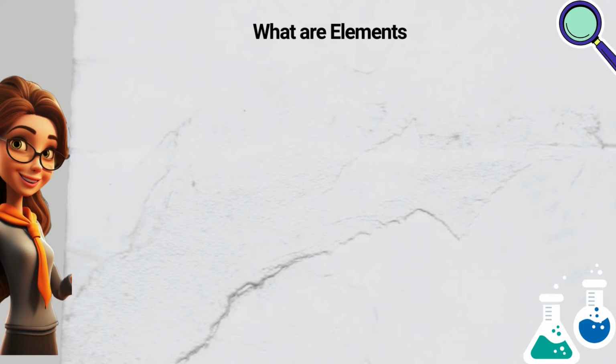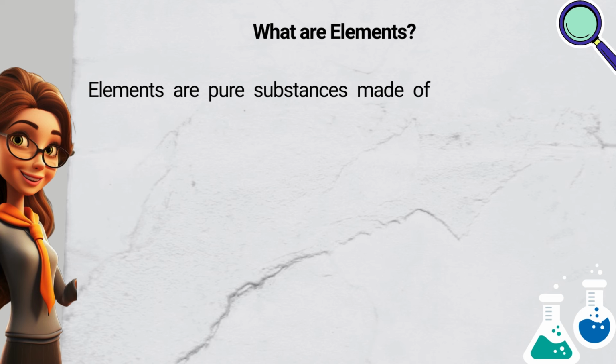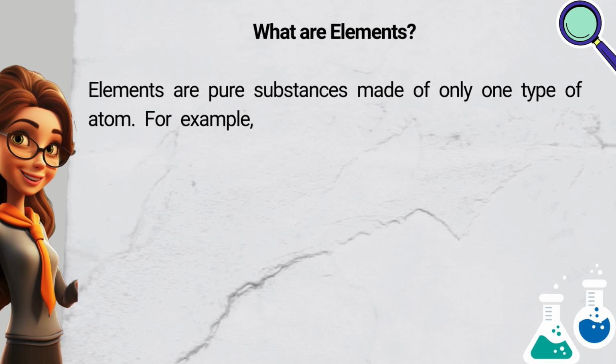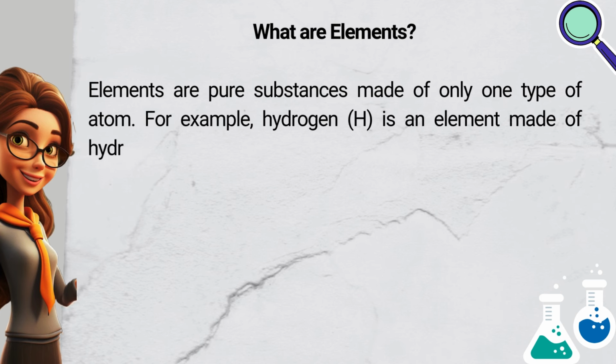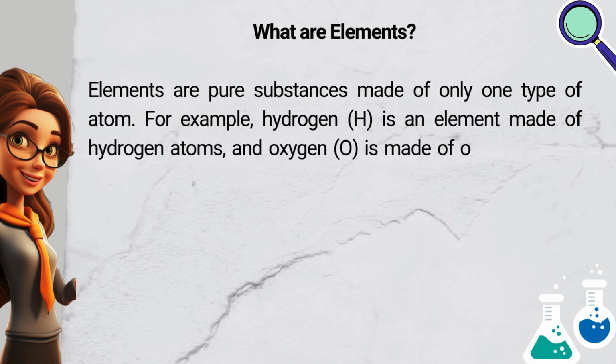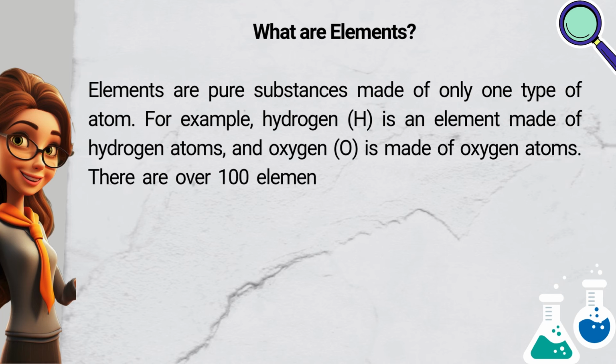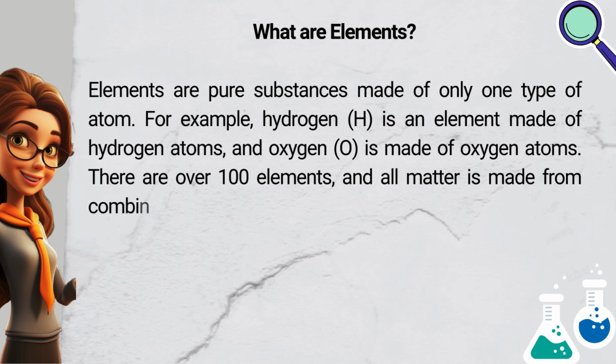What are elements? Elements are pure substances made of only one type of atom. For example, hydrogen, H, is an element made of hydrogen atoms, and oxygen, O, is made of oxygen atoms. There are over 100 elements, and all matter is made from combinations of these elements.